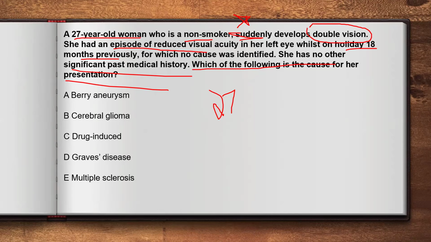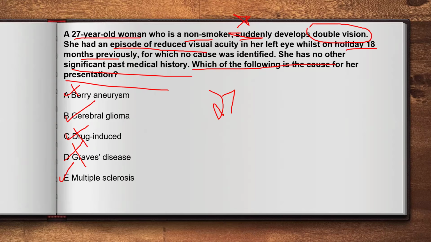Graves' disease doesn't cause sudden onset because it will be a gradual ophthalmopathy that develops in Graves' disease. All right. Now, options are number one, berry aneurysm, number two, cerebral glioma, drug-induced Graves' disease, multiple sclerosis. If the patient doesn't have any risk factors and they haven't mentioned any drugs, less likely to be Graves' disease and drug-induced. Cerebral glioma can cause it, but the most common presentation of recurrent reduced visual acuity in a young female is optic neuritis caused by multiple sclerosis.